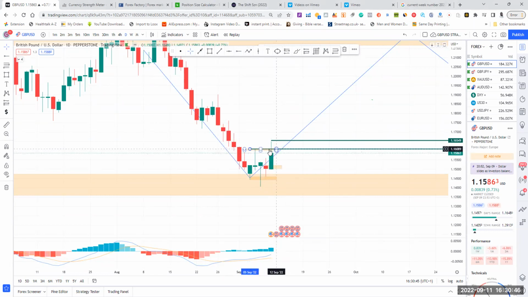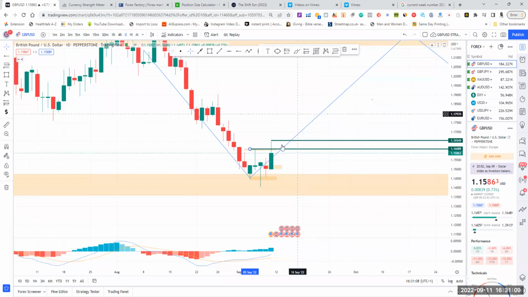So first of all, there's a rejection here, which shows that a new high has been created. The next candle must prove to break that previous high. But remember, this is a daily candlestick. I just want you to know that it's a daily candlestick.